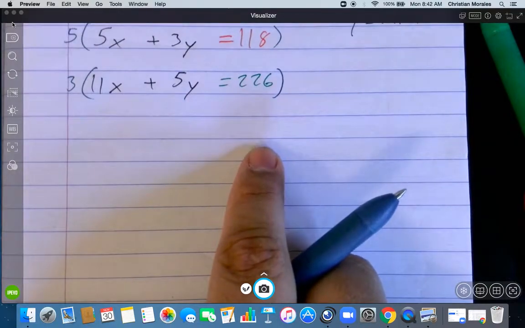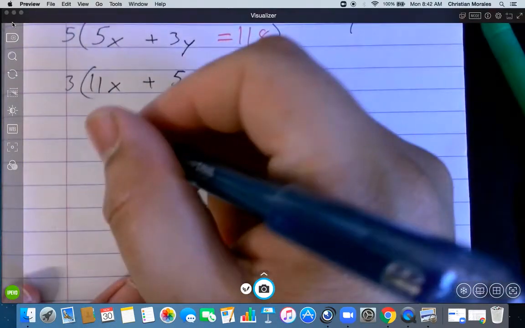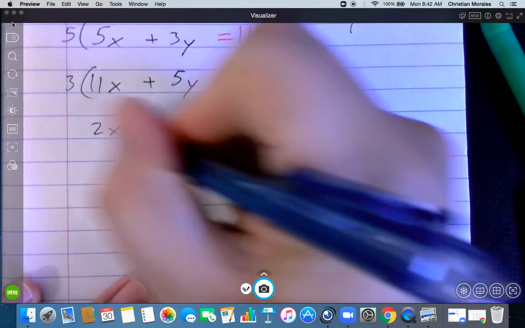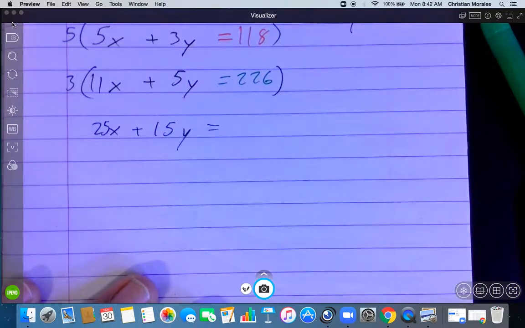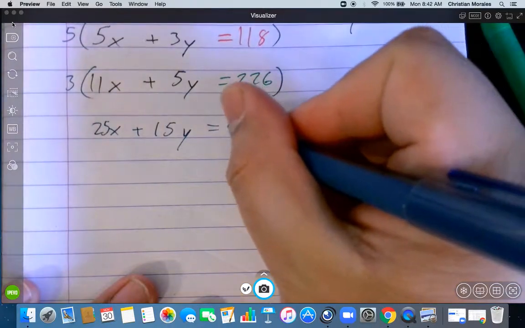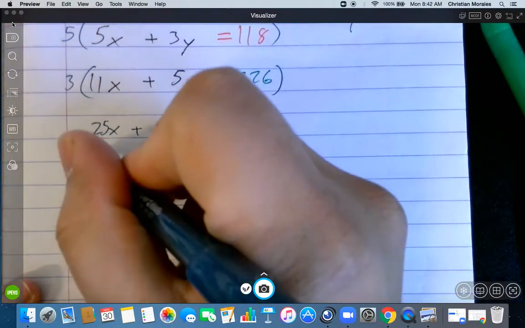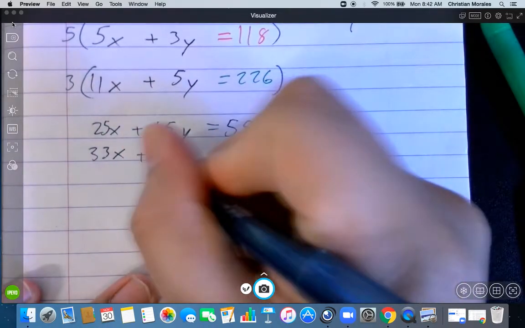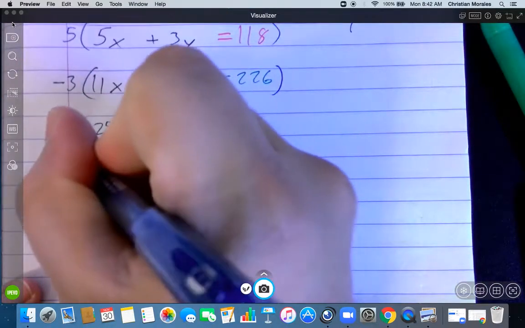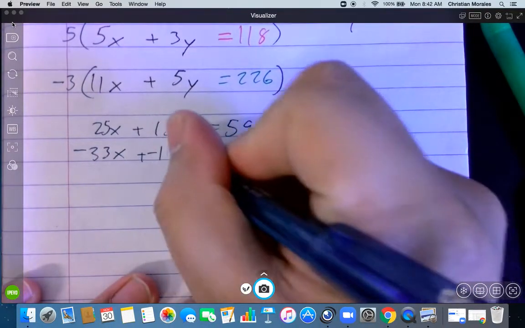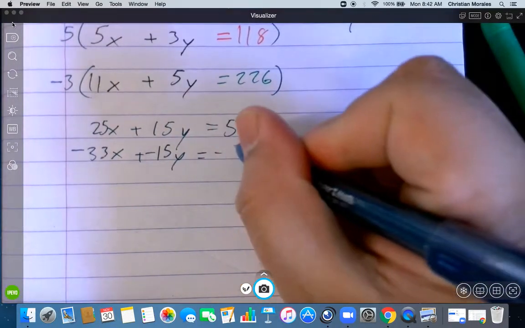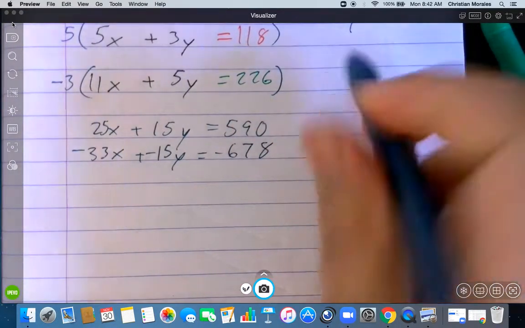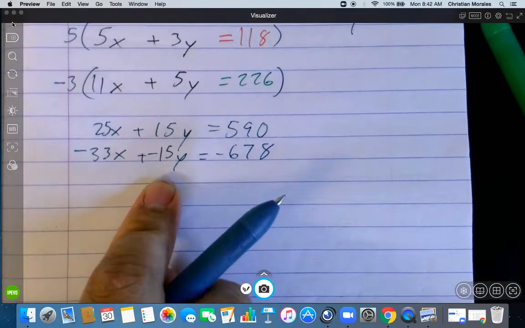So let's work that out real quick. I have 25x plus 15y equals 590. If I multiply this one by 3, I get 33x plus, actually, you know what? I'm going to make it a negative. Negative 33x, negative 15y, and the reason I'm making it negative is so that it cancels out when I add it up. So that will help me solve this. If I make one of them negative, it'll cancel it out when you add it up.